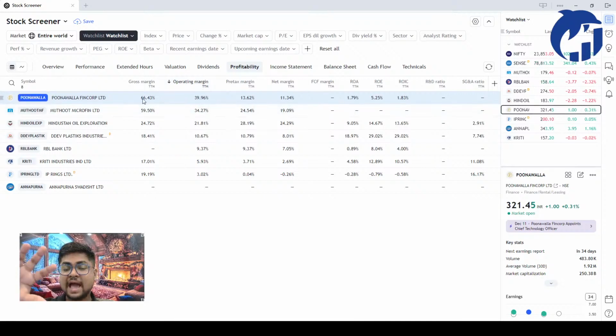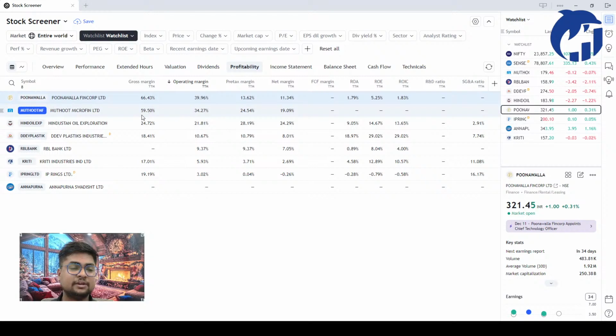So I guess you now know why Poonawalla is performing really well even after having a high PE. They are performing really well because the gross margin is high, the operating margin is high, the pre-tax margin is high, and the net margin is also very good. In terms of banking, having a net margin of more than 10% signifies a lot of growth in a company. It has a net margin of 11.34% and a pre-tax margin of 13.62%.